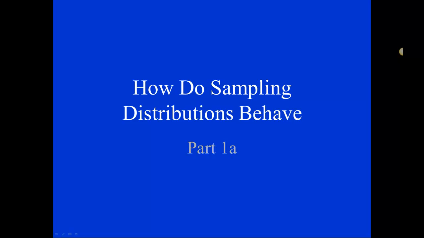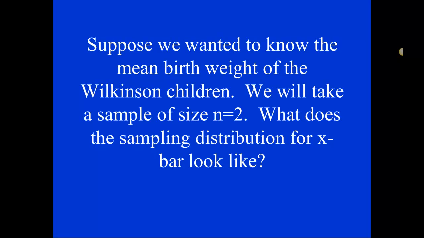In this first video, I'm going to show you exactly what a sampling distribution is, using a really small population to start with to make it simpler to understand. Suppose that you wanted to know the mean birth weight of all of my children, the Wilkinson children. We will take a sample size of n equals 2. What would the sampling distribution for x bar look like in this case?